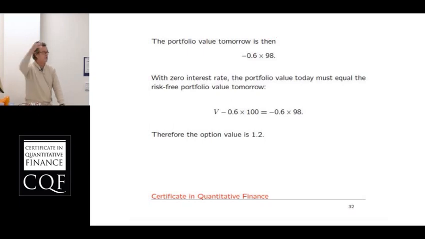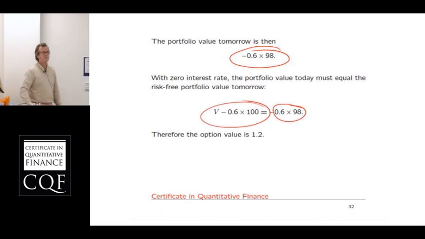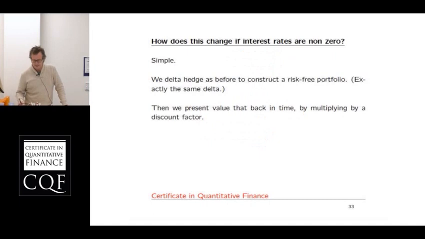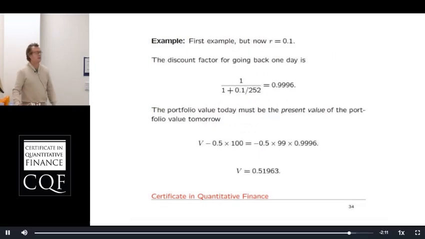And then whichever way the stock goes, up or down, your portfolio is worth that much. So you just set that equal to the value of the portfolio today, and that gives us V is 1.2. So whatever the model is, you can do the same sort of calculation. If interest rates are non-zero, it doesn't make that much difference.